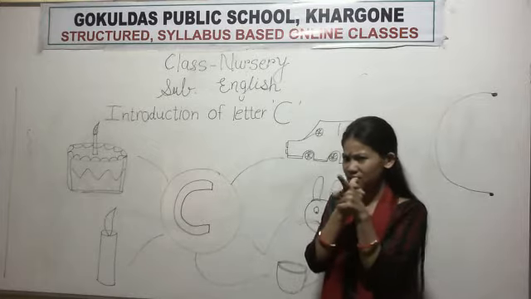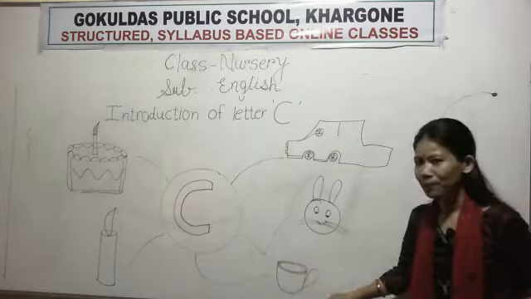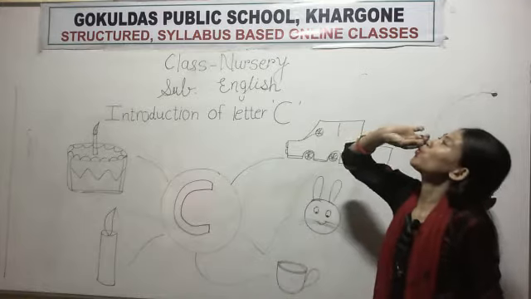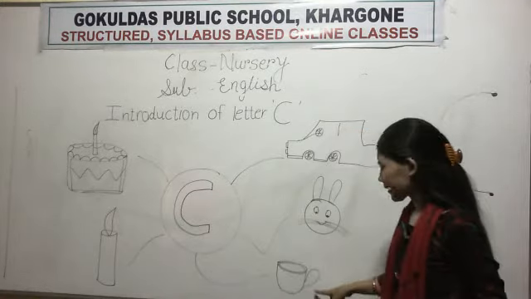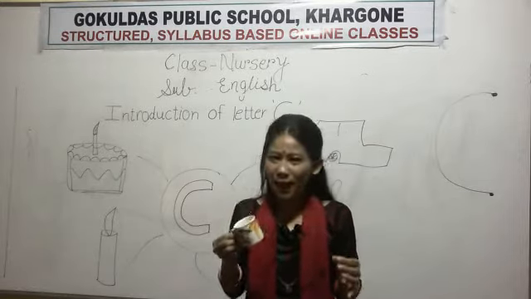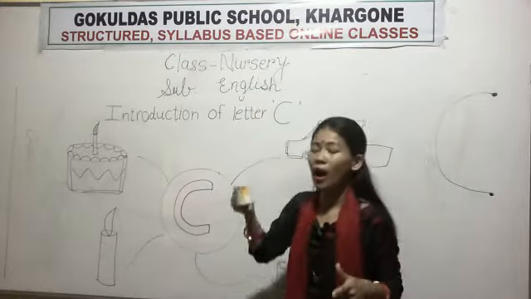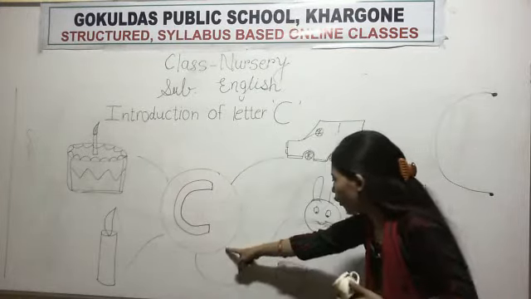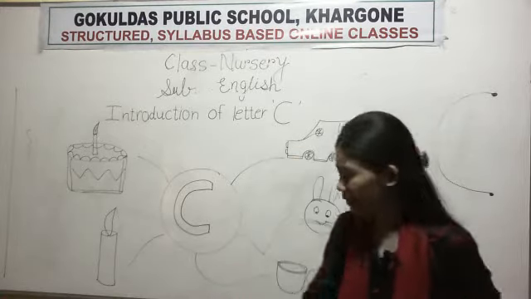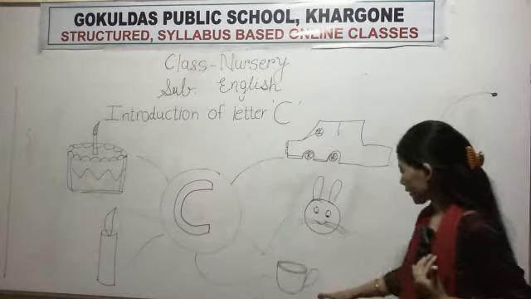This is gun. No. C for cup. You drink tea? Yes. This is cup. C for cup. Mama and Papa drink tea from a cup. Yes. Very tasty. See, C for cup. This is cup.